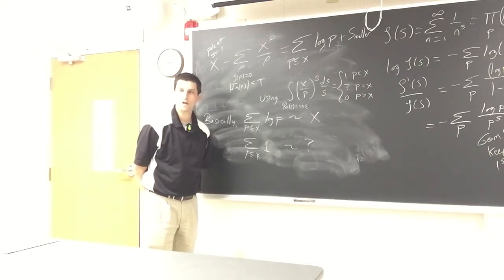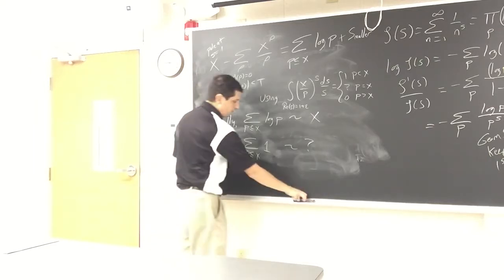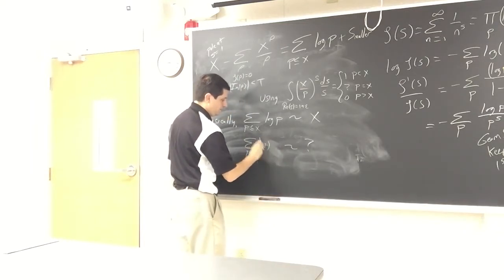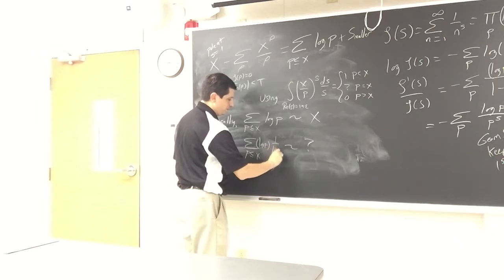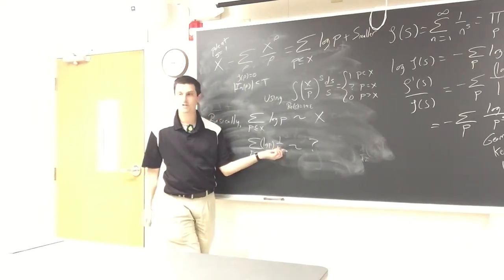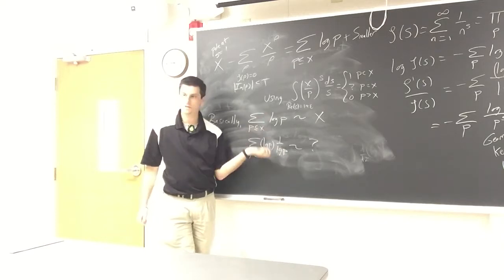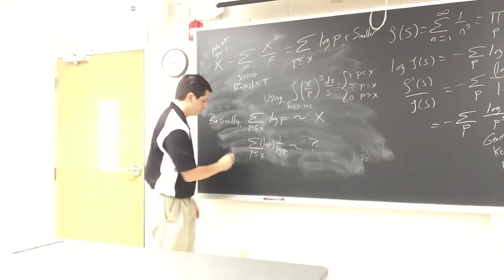So this is where you could use partial summation. You could write this as log p times 1 over log p. This would be a function you could differentiate. And then we know from above what this is, and you could use partial summation.